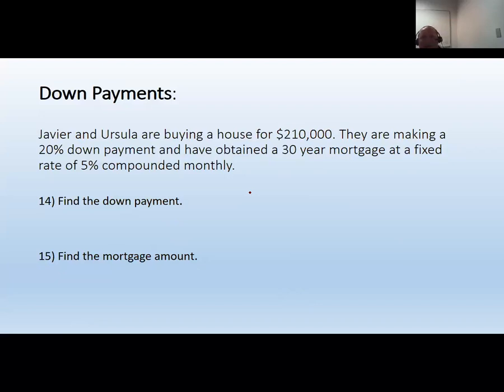Okay, so the down payment is just 20% of $210,000. To find 20% of $210,000, you just take 0.20 times 210,000. And when we do that, we end up with 42,000. So that's how much the down payment is.